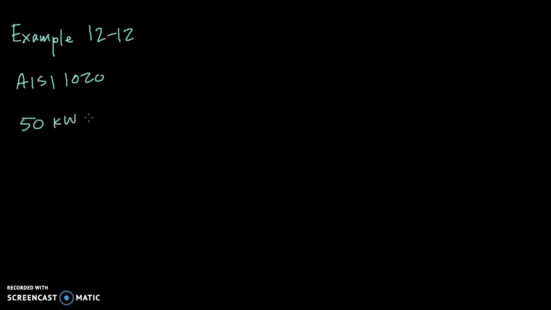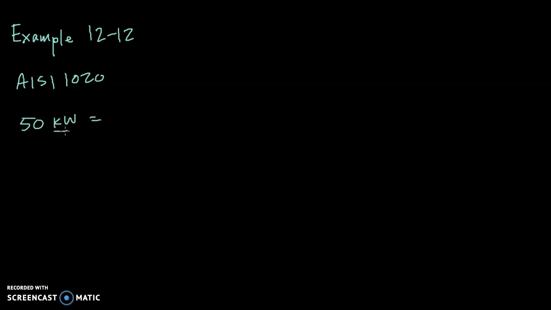All right, we're going to finish up chapter 12 by looking at example 12.12. This is a design problem that puts together a lot of what we've talked about so far. We are told in the problem statement that we have an AISI 1020, that's a type of steel, and we have to use it, a cylindrical shaft, to transmit 50 kilowatts of power.